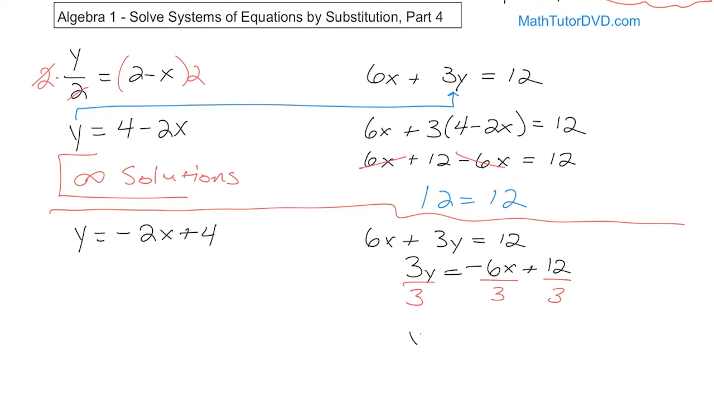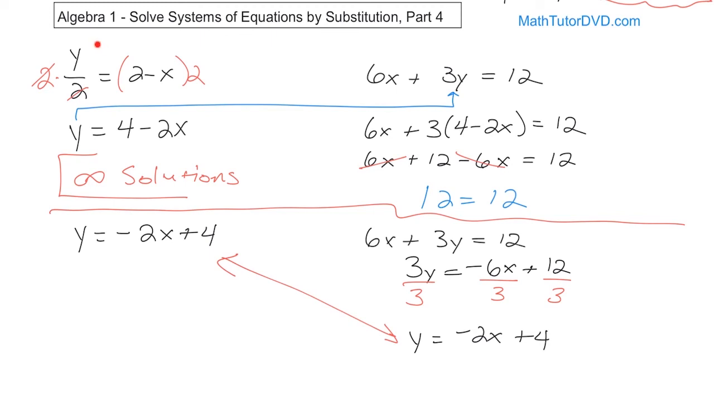And so what I'm going to get is y equals, what is this guy? Negative 6 divided by 3 is negative 2. So I get negative 2x. 12 divided by 3 is 4. Take a look at what you have. These two lines are exactly the same.